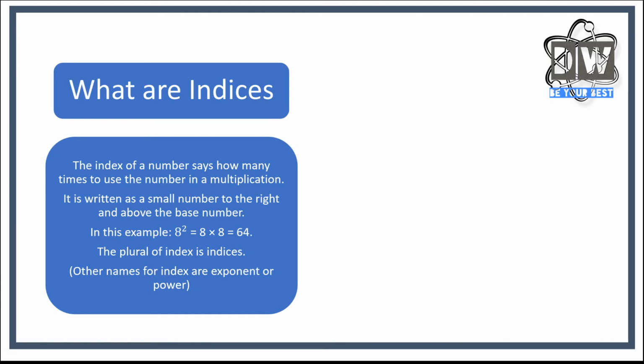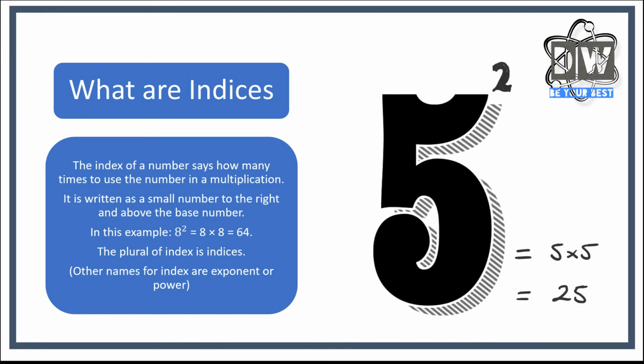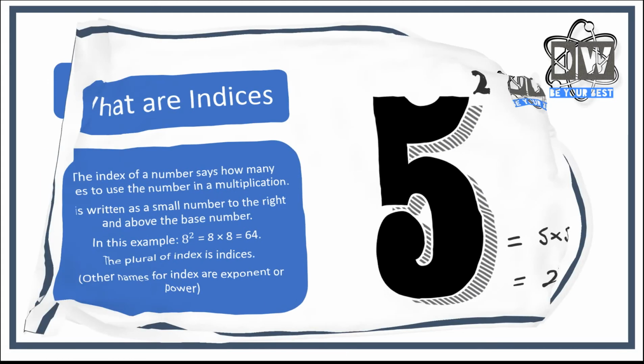So what is an indice? Well, we can see here our example is 8 to the power of 2. That's the indice, that power of 2. It just means how many times we're going to times a number by itself. In this example, we're going to times 8 by itself once more. So 8 times 8, therefore, we've got 64. Other names for index are exponent or power. And here's an example: we've got 5 to the power of 2, which equals 5 times 5, which equals 25.